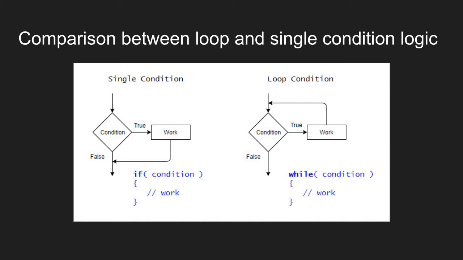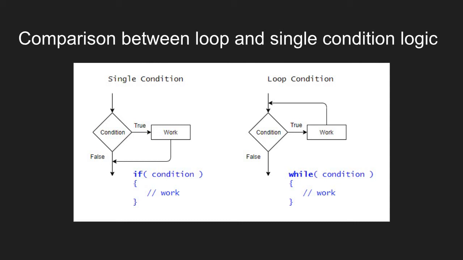Now let's compare this to the loop logic. In the loop, instead of continuing on our way once we're done doing the work, when we finish doing the work, we go back up and test to see if the condition is still true. So we test a condition. If it is true, we do the work, and then we retest the condition. And we keep doing this until the condition is false, at which point we can go about our business.